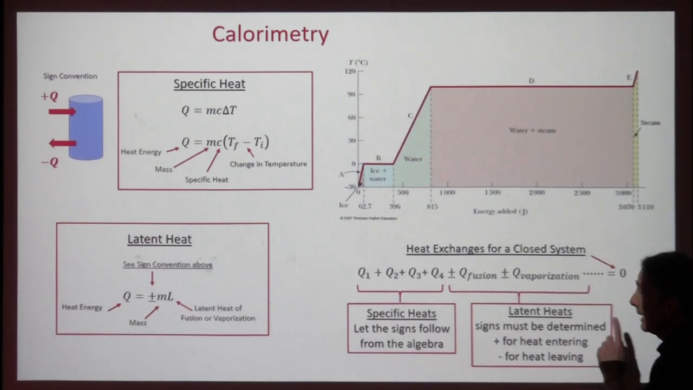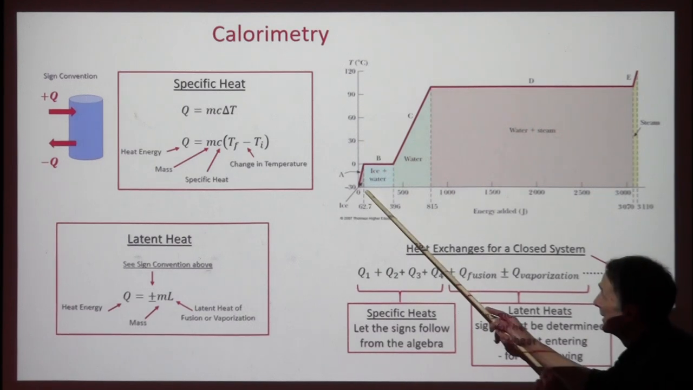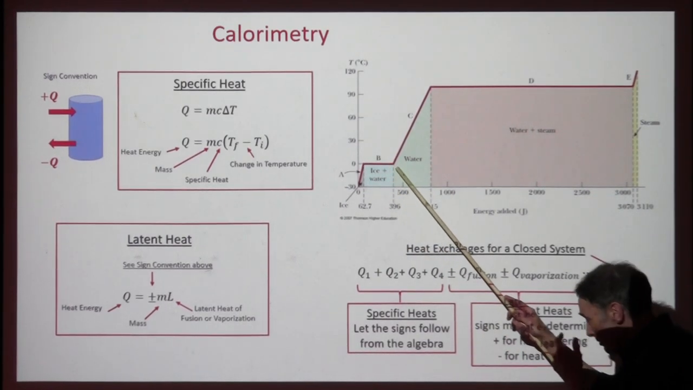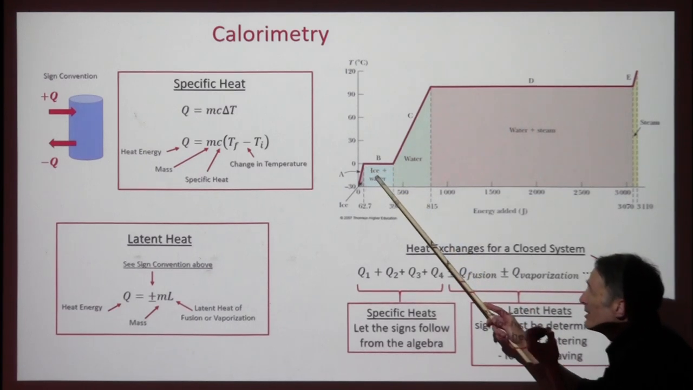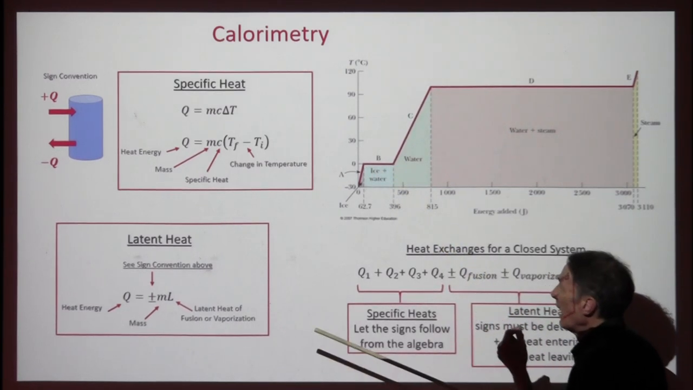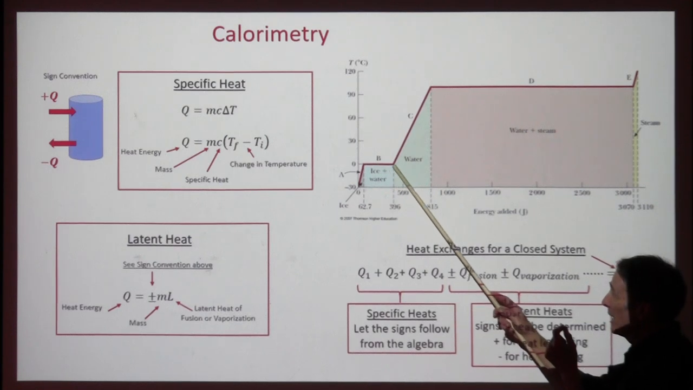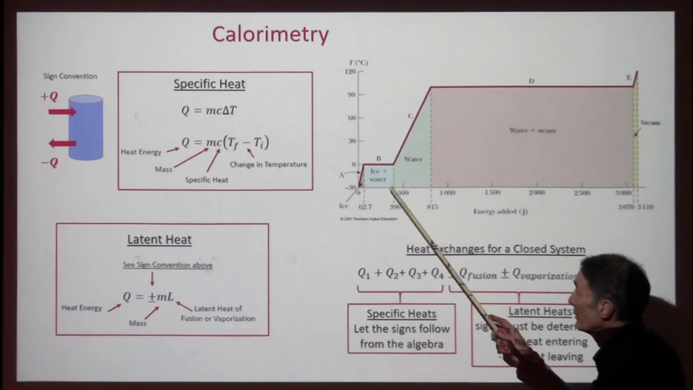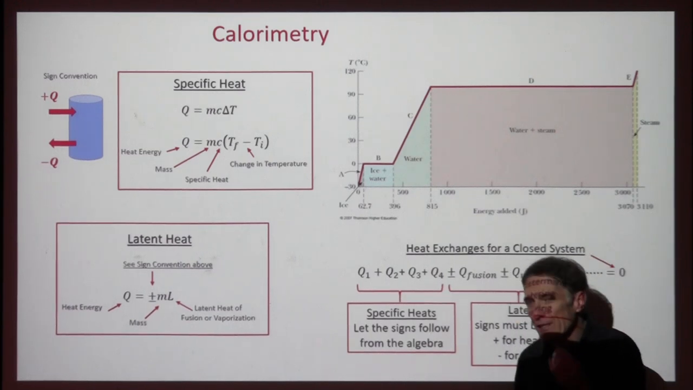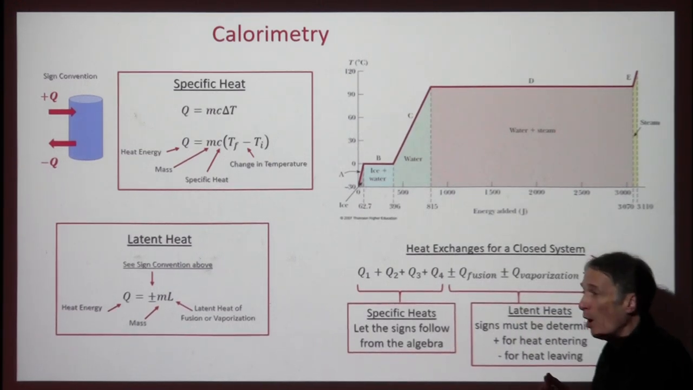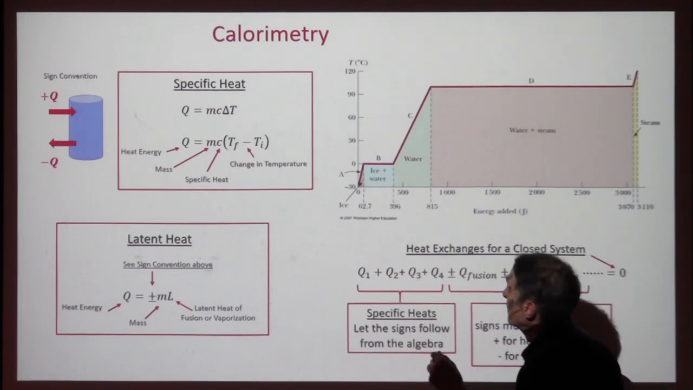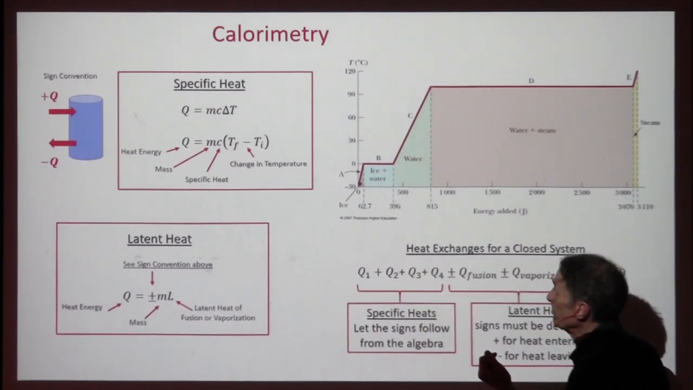When you get to latent heats of fusion and vaporization, let's say we have ice at 0 degrees, and we're going to add heat. That's going to start to melt that ice. However, does the temperature change in that process? No, it stays the same. It stays at zero. So you can have 0 degree ice, you can have 0 degree water, and if you've got a mix of the two, they're going to be at 0 degrees.